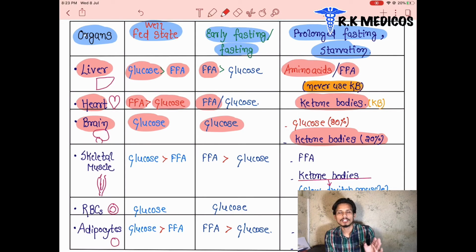So basically, what is the source of energy in our brain? First, glucose in the well-fed state. Second, in fasting or early fasting state, once again glucose. In the prolonged state, glucose once again: 80% glucose and 20% ketone bodies. We have to memorize it. It's most important. Next, what happens to the skeletal muscles?